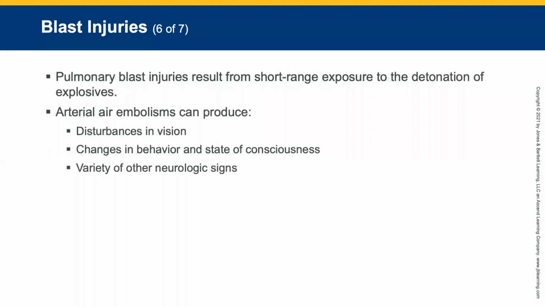Pulmonary blast injuries are defined as pulmonary trauma that results from short-range exposure to the detonation of explosives. A pneumothorax is a common injury and may require emergency decompression in the field. One of the most concerning pulmonary blast injuries is an arterial air embolism, which occurs with alveolar disruption and subsequent air embolism into the pulmonary vasculature. This can produce disturbances in vision, changes in behavior, changes in the state of consciousness, and a variety of other neurologic signs.